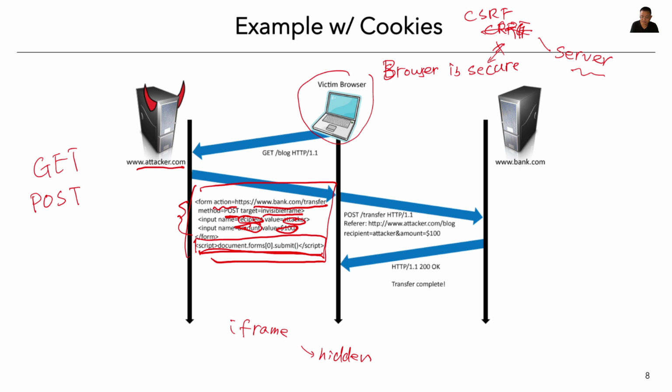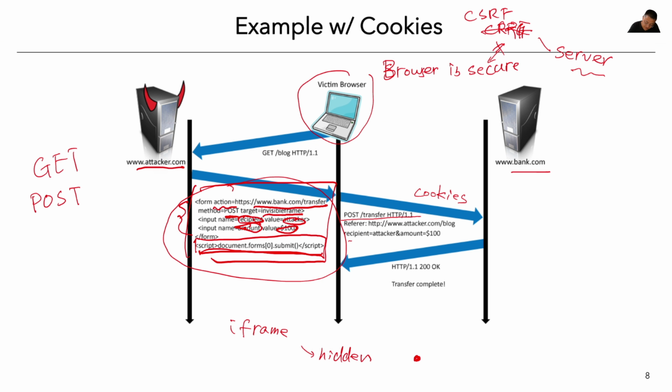So when you have a hidden iframe, sometimes it's just a single pixel. So the user doesn't even know this request has been sent to their vulnerable bank.com. When this is loaded by the browser, it will send this request to bank.com along with its cookies.